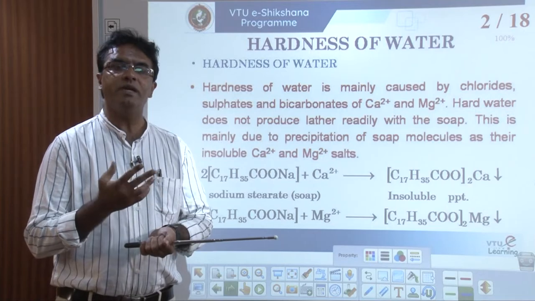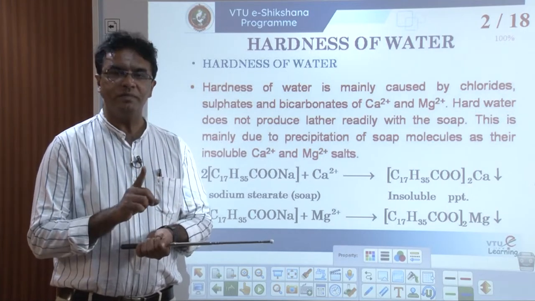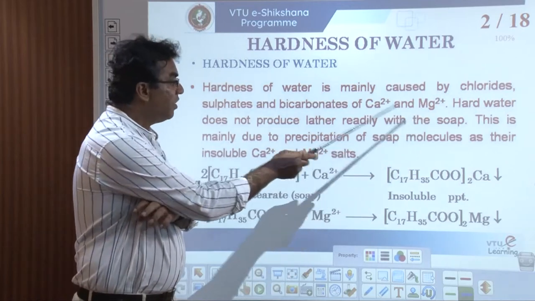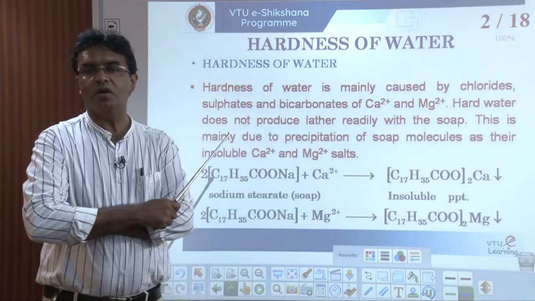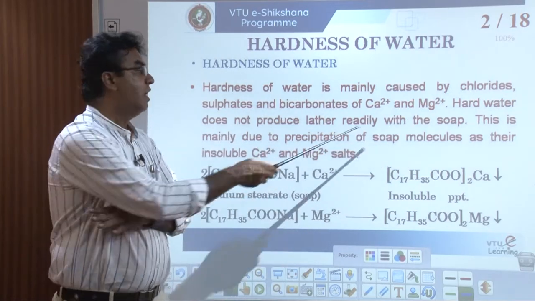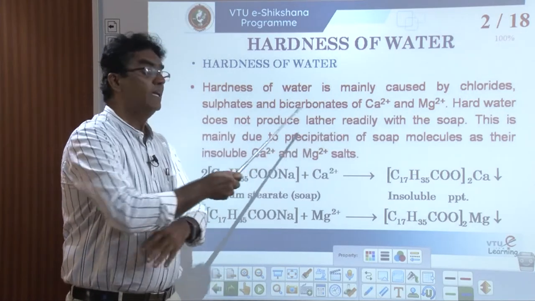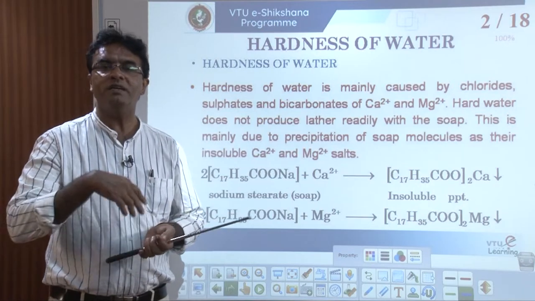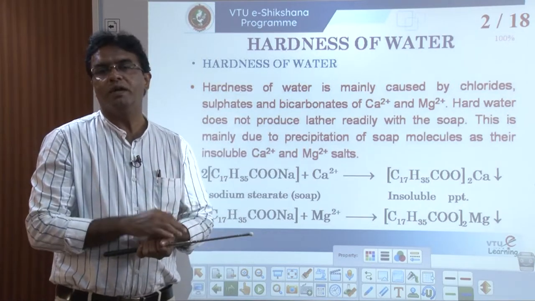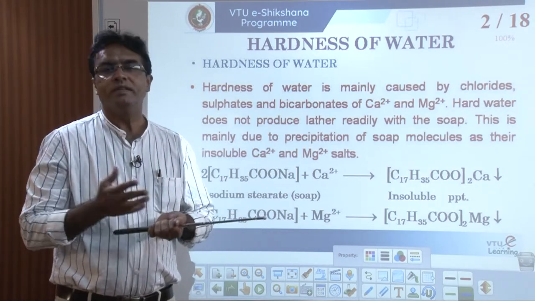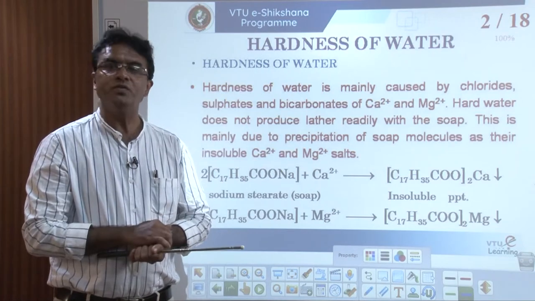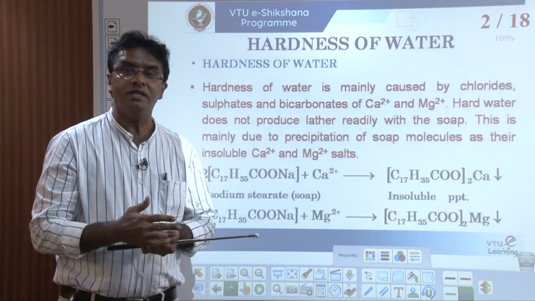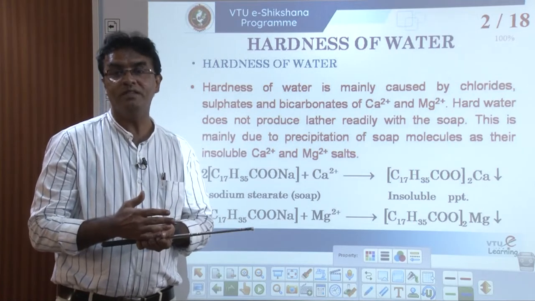And whenever the water becomes hard in nature, one of the major problems we face with hard water is that the water is not suitable for washing clothes, because hard water does not produce lather readily with the soap. Whenever the water is not able to produce lather with the washing soap, we cannot use that water for washing purpose effectively. Why is hard water not able to produce lather with the soap?